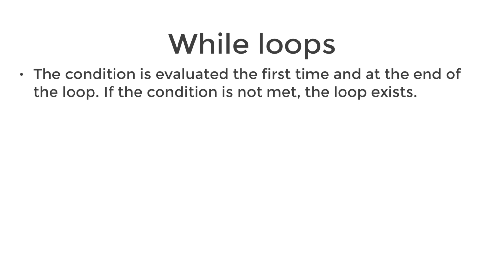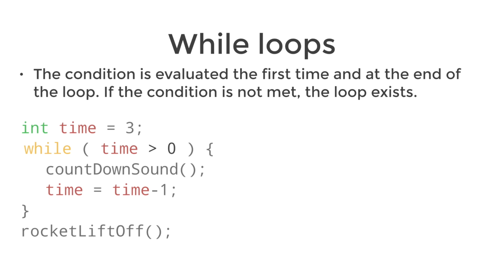Here's an example of a countdown timer using a while loop. We have a variable called time, which holds the integer 3. The while loop reads, while time is greater than 0, call the method countdown sound and then reduce the value of time by 1. And when that's all done, call the method rocket liftoff.